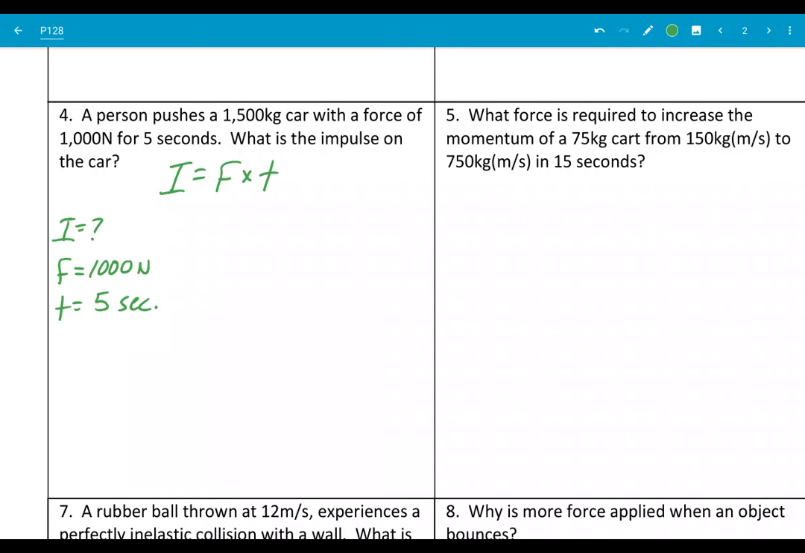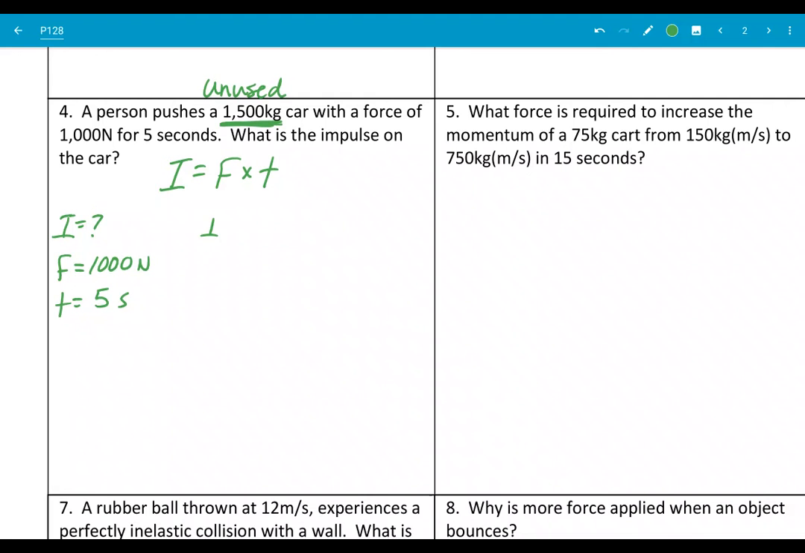Okay, now, that's not how we abbreviate seconds. 5 s. Okay, now, you may be asking, but hey, Mr. Mudry, what about this 1,500 up here? Right? That 1,500 is unused. Unused, disinformation, fake news, trying to mess you up. All right? So, yeah, that's not an important value in this question. So anyways, we take our force, 1,000, and multiply it times our time, and we get 5,000 newton seconds.